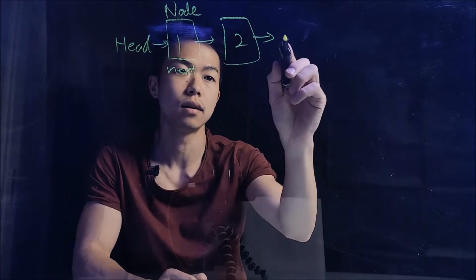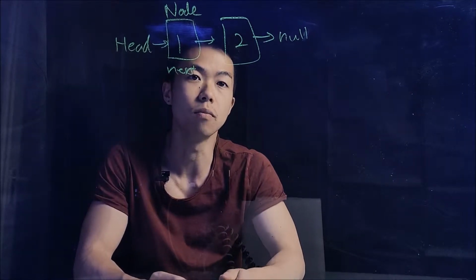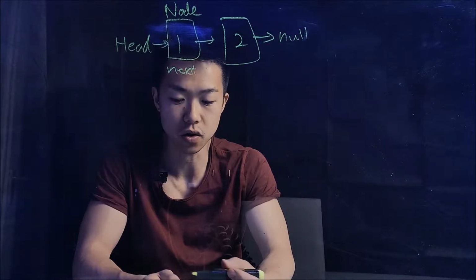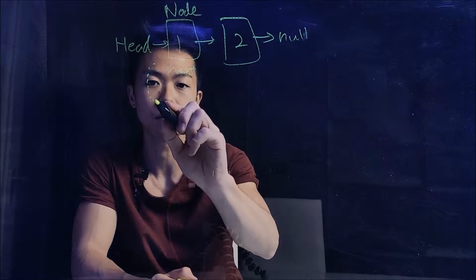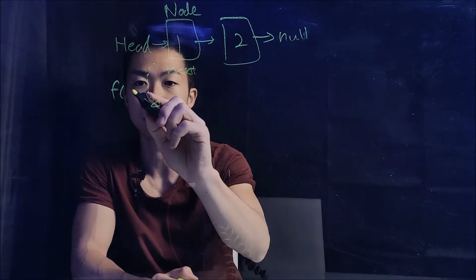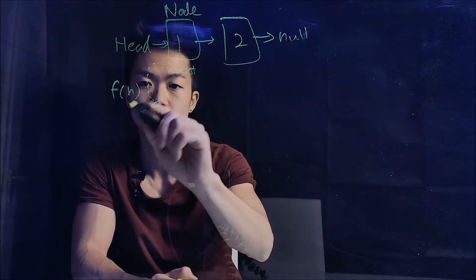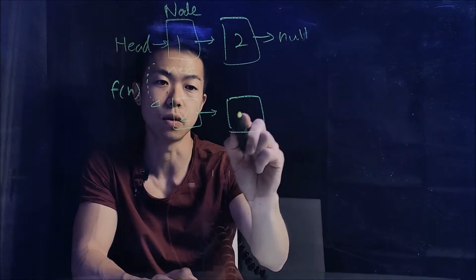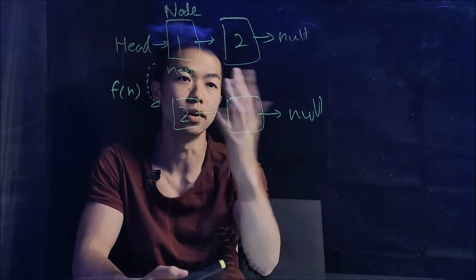And then maybe node 2 is pointed to null, meaning that this is a tail node. So what we're going to tackle today is how to reverse a linked list. So from here, we call this reverse, and what we want, the product of calling this function, is like this. So basically we reverse the order of the linked list.